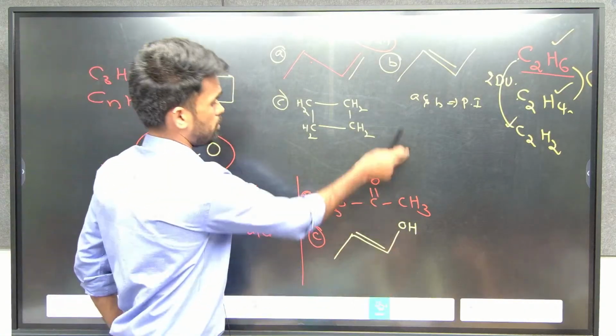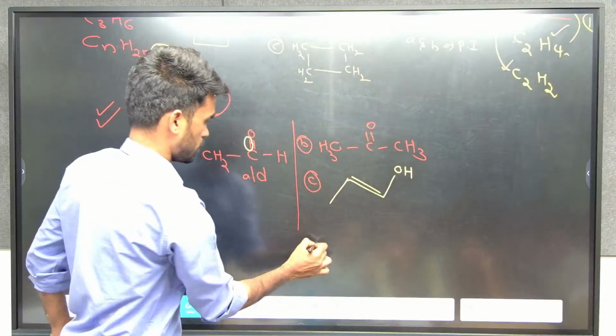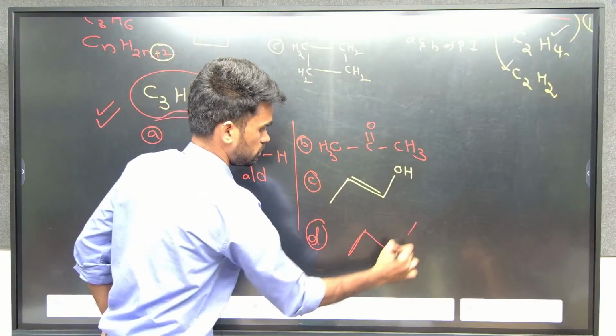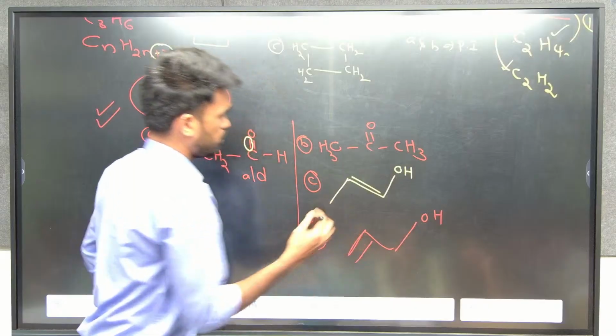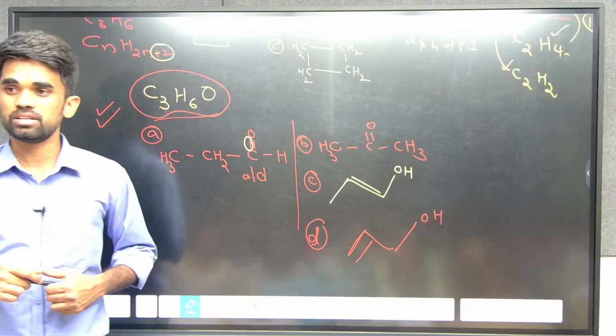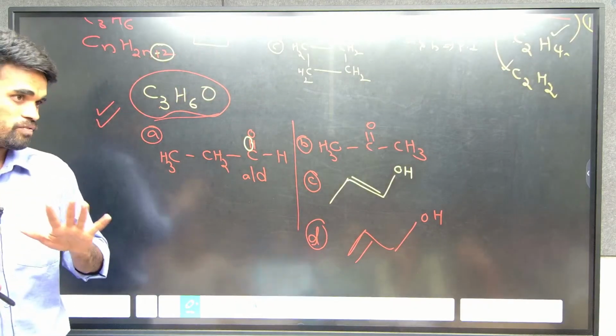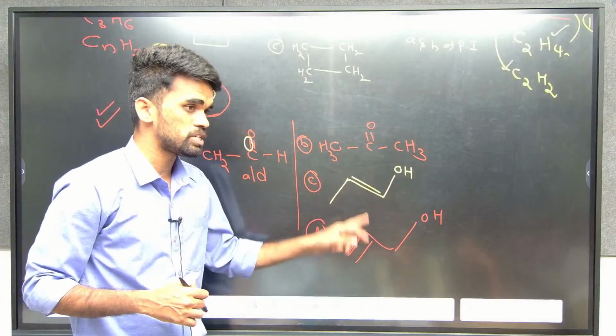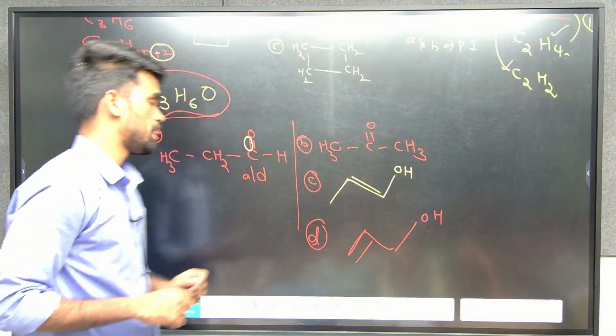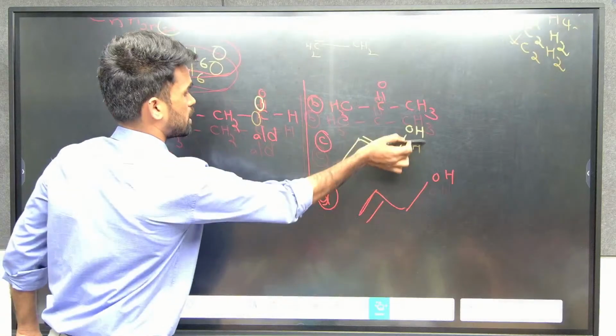Okay. Now I am writing with the same formula. Between C and D, you tell me what is the relation? Position. Perfect. Because same functional group, but position of double bond is different. Positional isomer. Okay.